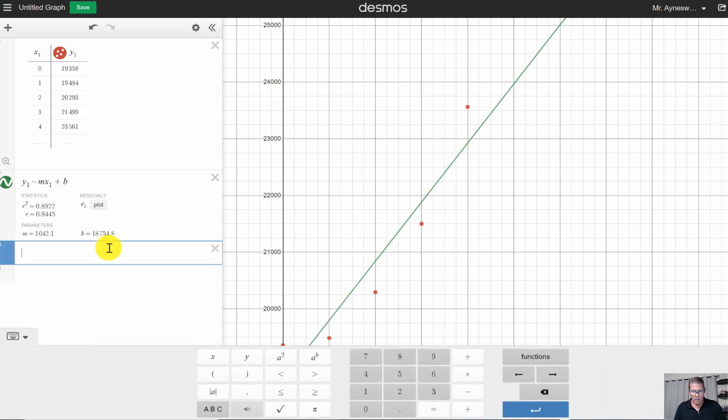Let's write out the linear regression function. So y equals m. Look at the above here. m is equal to 1042.1. So just type that in. All right, times x. Got to put the x in there. It's in slope-intercept form, guys. This is a linear function. All right, plus the y-intercept. That's your b value, and b right above it is 18,754.8. All right, and there's your linear regression equation, or what's known as the line of best fit.